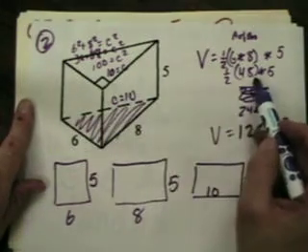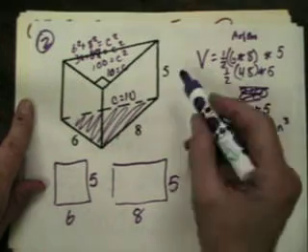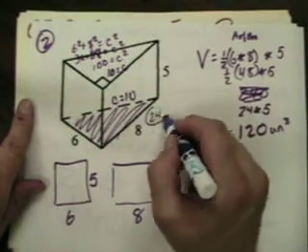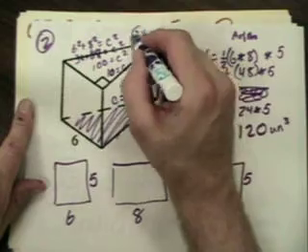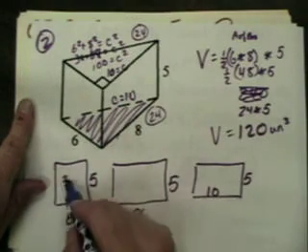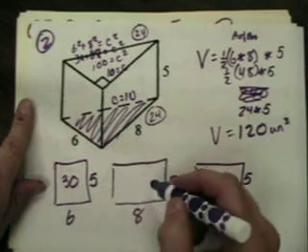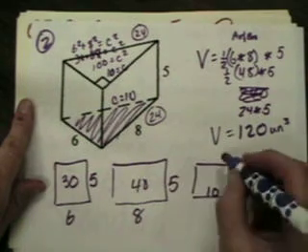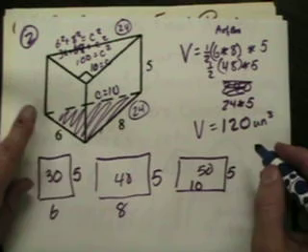Half of 48 is 24, so it's 24 on the bottom, and it's 24 on the top. We'll put those back in a minute. Let's see, this is going to be 30. This is going to be 40. It's going to be 50. So let's add them all up.